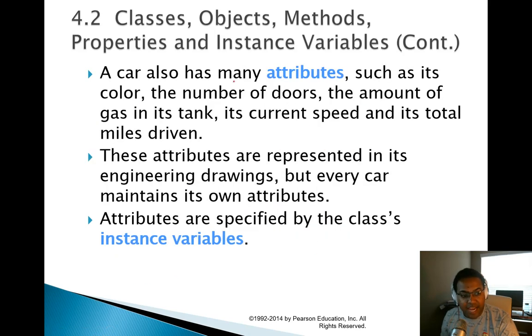So a car has many attributes, such as its color, number of doors, the amount of gas in its tank, and its current speed, and its total miles driven. These attributes are represented in its engineering drawings, but every car maintains its own attributes. Attributes are specified by the class's instance variables. Give me one second. Oh, there you go.